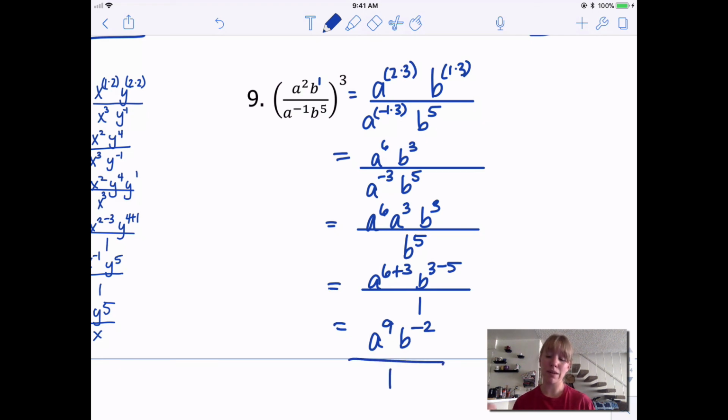That negative means I'm in the wrong spot. Flip me to the bottom. So my final answer is a to the 9th over b squared.